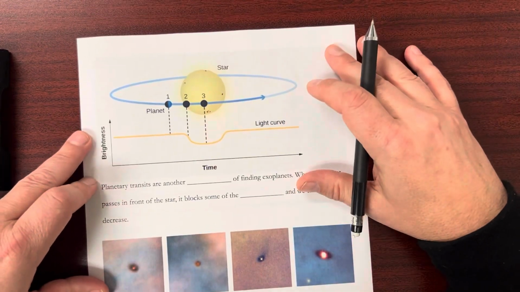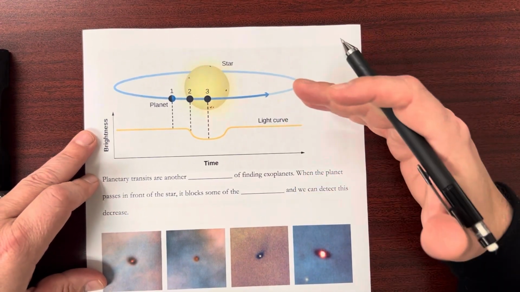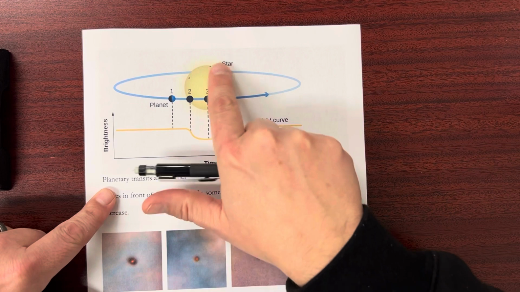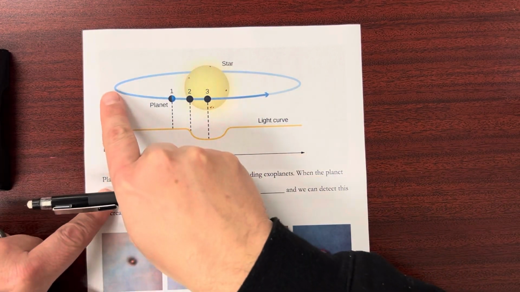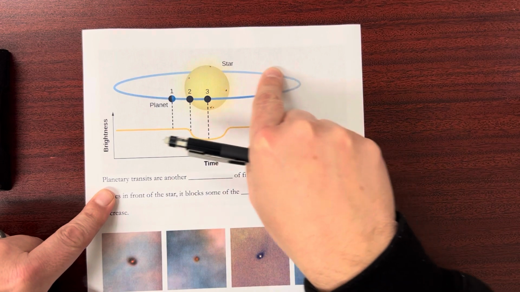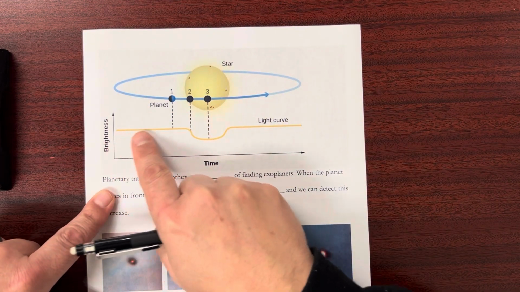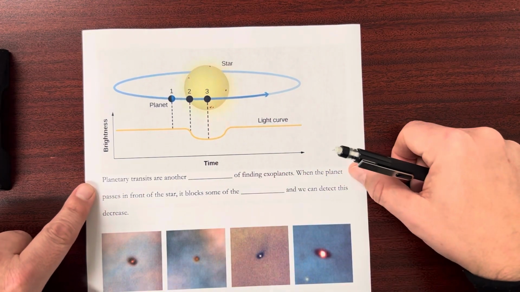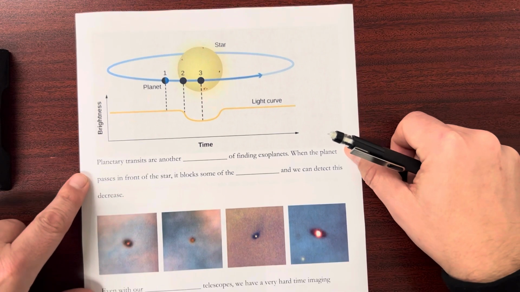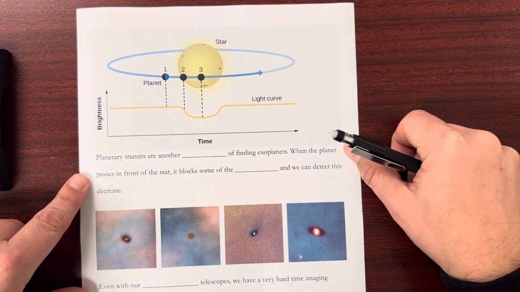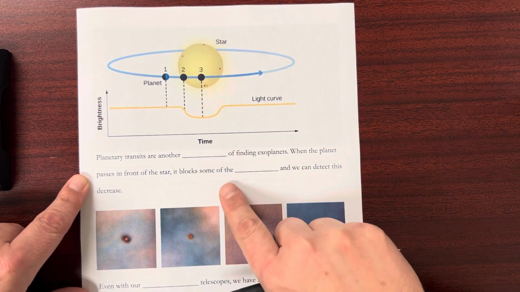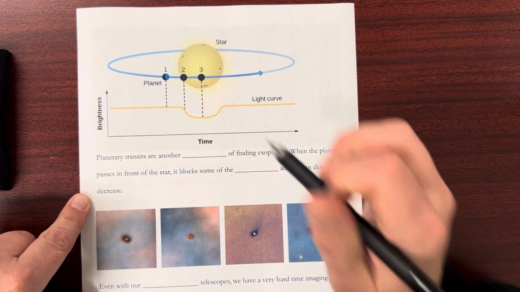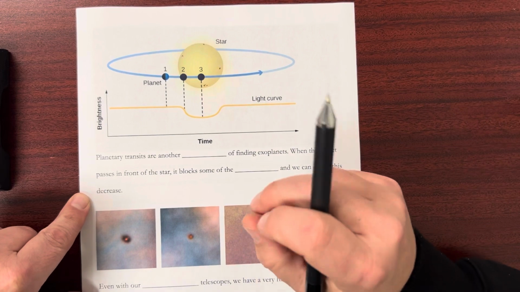As we continued to investigate exoplanets, we found other methods. This was a very popular one. This is called a planetary transit, where you see the star here and the planet is going past the star in its orbit and then around here. We can record the brightness coming from that star very accurately. So planetary transits are another method of finding exoplanets. When the planet passes in front of the star, it blocks some of the light, and we can detect this decrease. Even though it only blocks a little bit, we can still detect that.